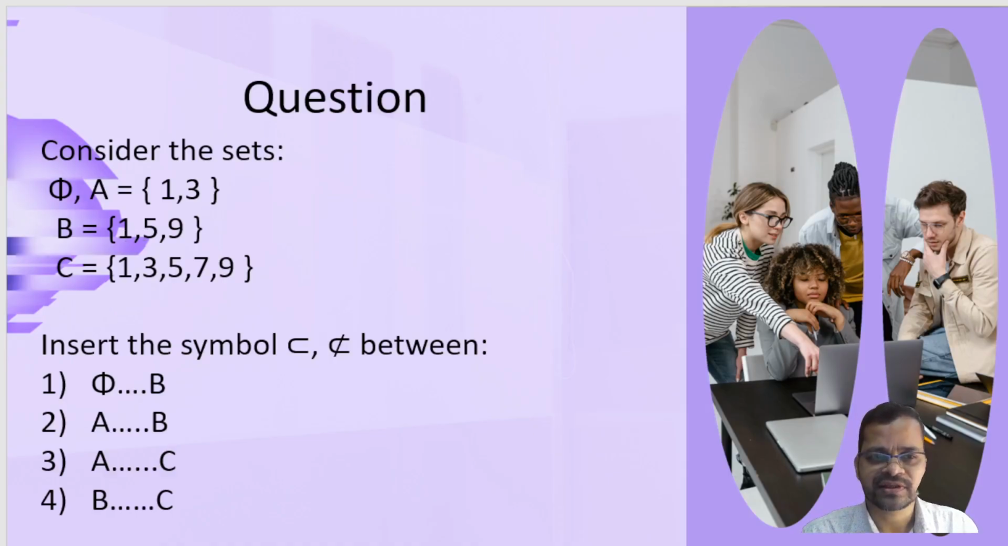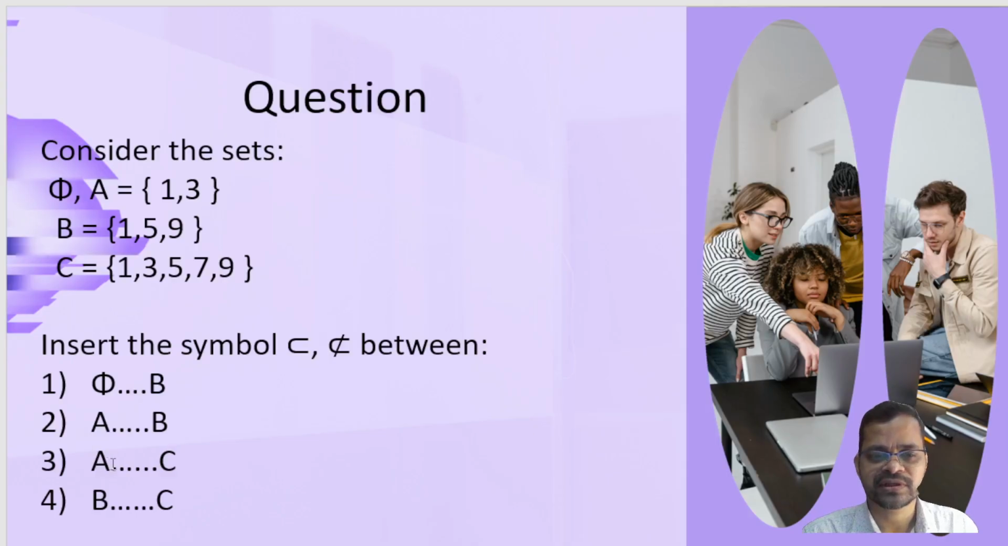So for any set to be a subset of any other set, all the elements of the set we are considering should be part of the other set. As you have just pointed out, A has 1, 3 and B has 1, 5, 9, so it is not a subset. But if B also had 1, 3, 5, 9, then 1 and 3 both are present, so A could be a subset. Here the answer is not a subset of.